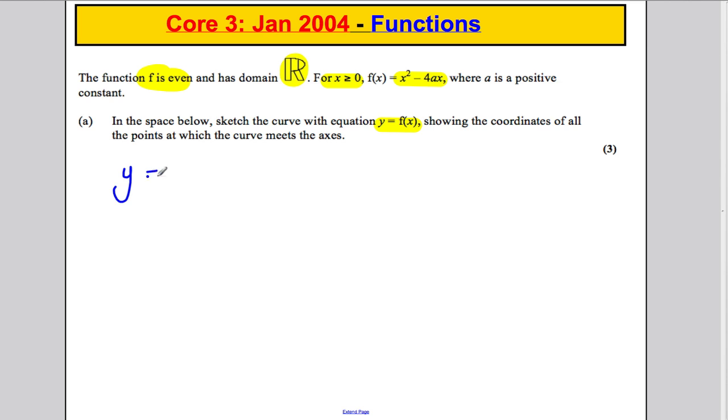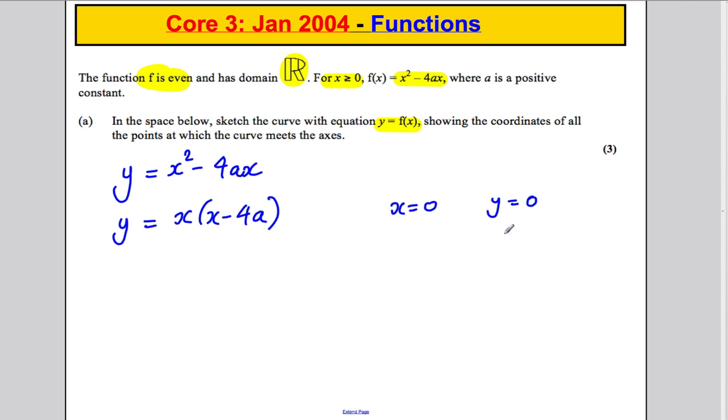Well, imagine you let y be equal to x squared subtract 4ax. And you could factorise that as x (x subtract 4a). If you let x be 0, then y would certainly be 0 as one solution. And going backwards, if you let y be 0, what would the solutions be? Well, you'd get x is 0 if that was 0, or x would be equal to 4a, where a is a positive number.